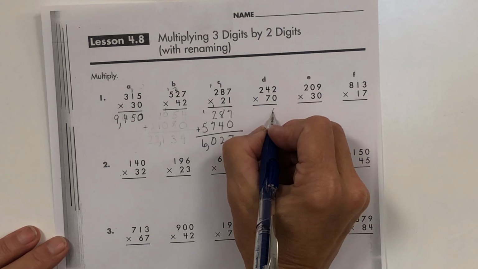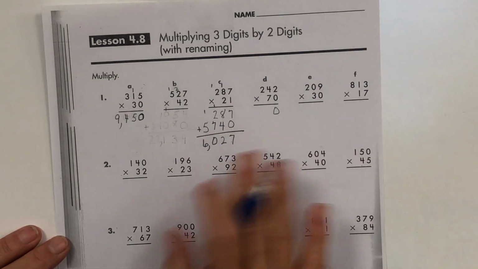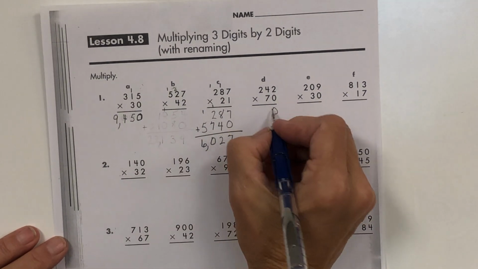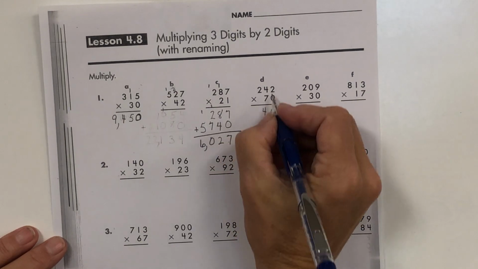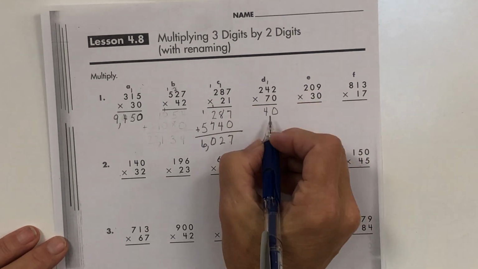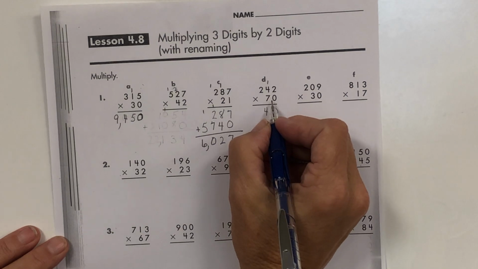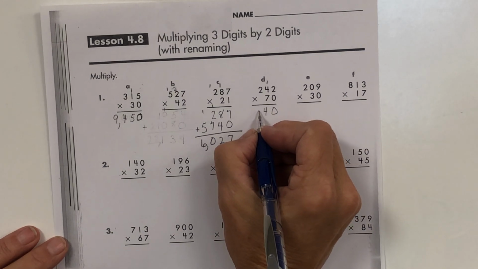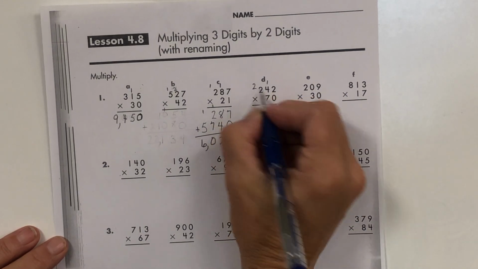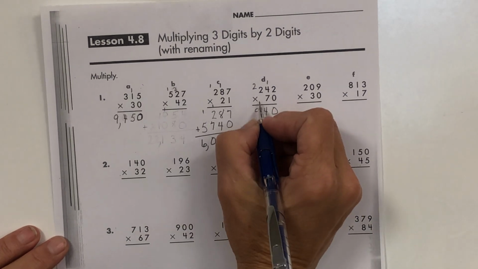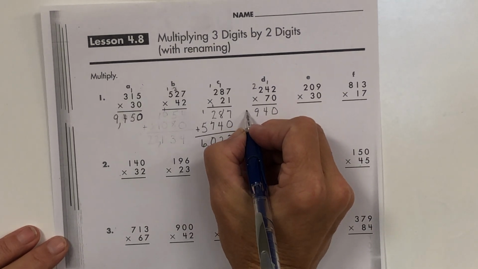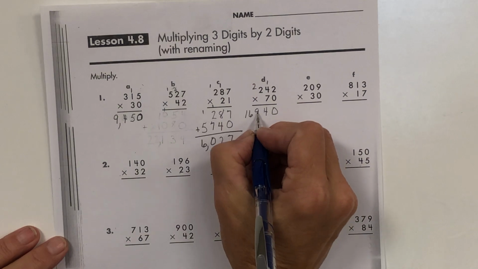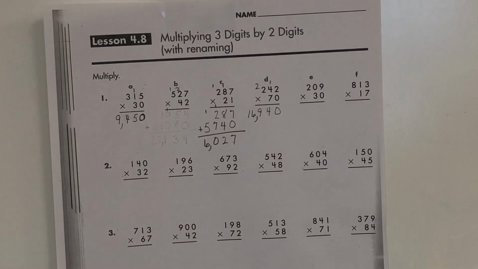So I bring that 0 down, and I'm done with the first row. So 7 times 2 is 14. 4 times 7 is 28. 29. 2 times 7, or 7 times 2 is 14. Plus 2 is 16. 1, 2, 3. And there's your comma.